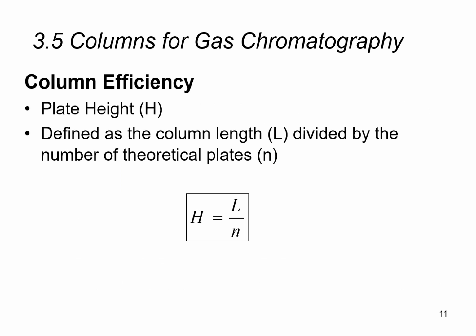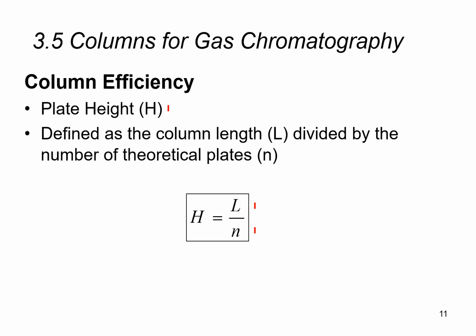Now, another measure of column efficiency is directly related to the number of theoretical plates, and that is the plate height, H. Some textbooks use plate height as opposed to the number of theoretical plates, and the plate height is quite simply defined as the length of the column, typically in meters, divided by the number of theoretical plates.